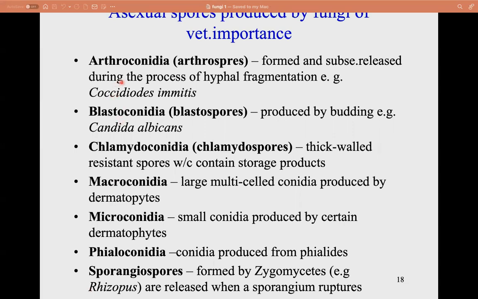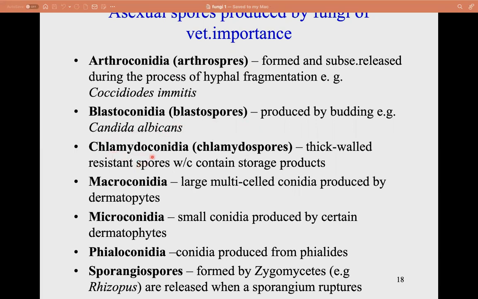We have the arthroconidia or arthrospores. They are formed and subsequently released during the process of hyphal fragmentation. This is characteristic of Coccidioides immitis and also of dermatophyte fungal organisms. Blastoconidia or blastospores are produced by budding. An example here is Candida albicans, which is known to produce blastoconidia.